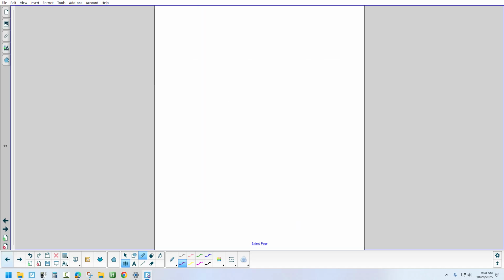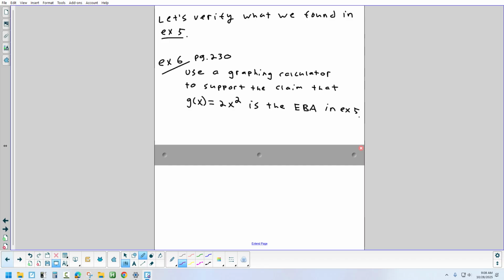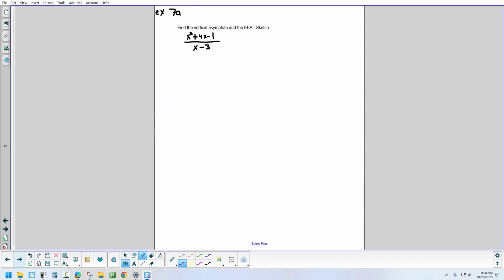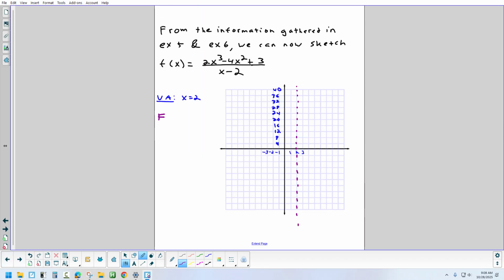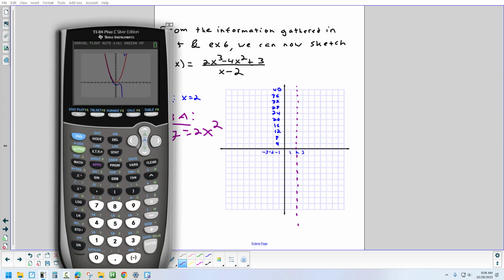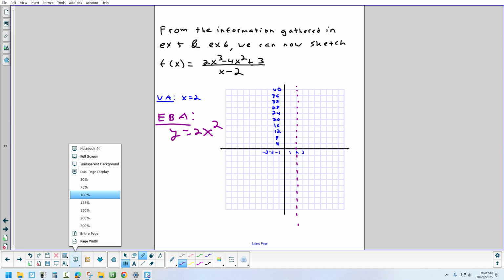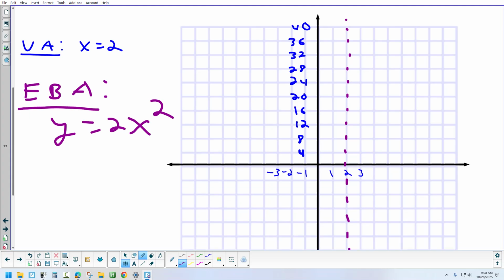Okay, so the EBA is 2x squared. Okay, so let's graph that. And if they do ask you for it in equation form, it's y equals 2x squared. It's what I typed in on the graphing calculator to get the sketch. Okay, so to graph that, we probably want to make a table with a few points.